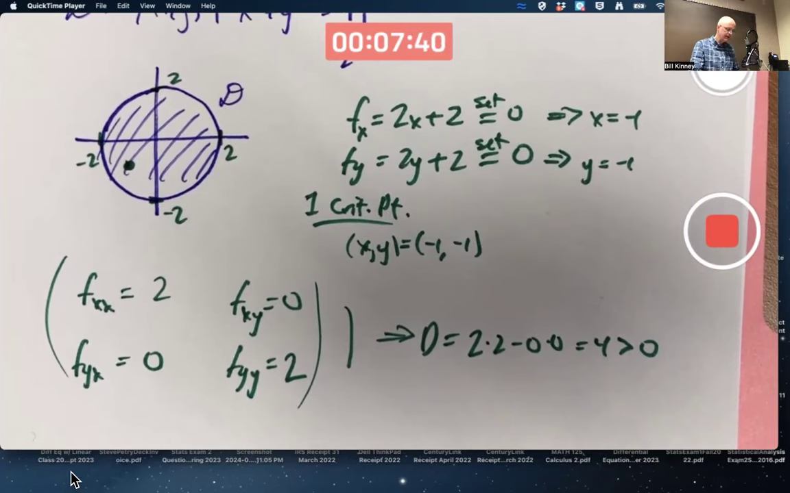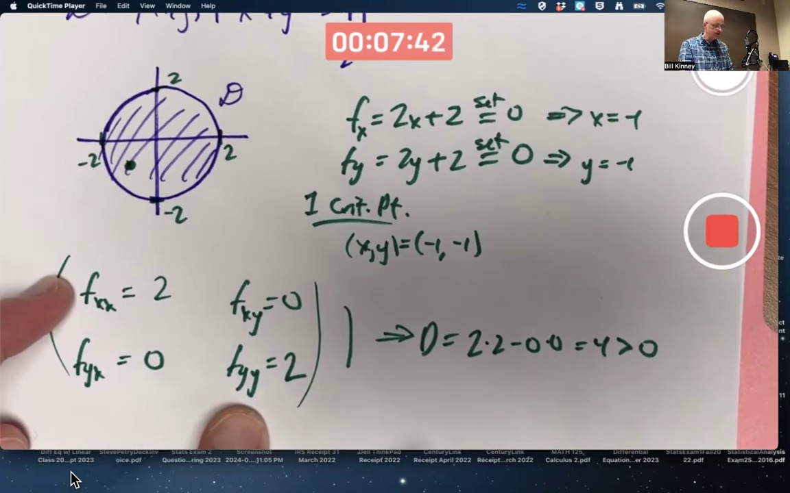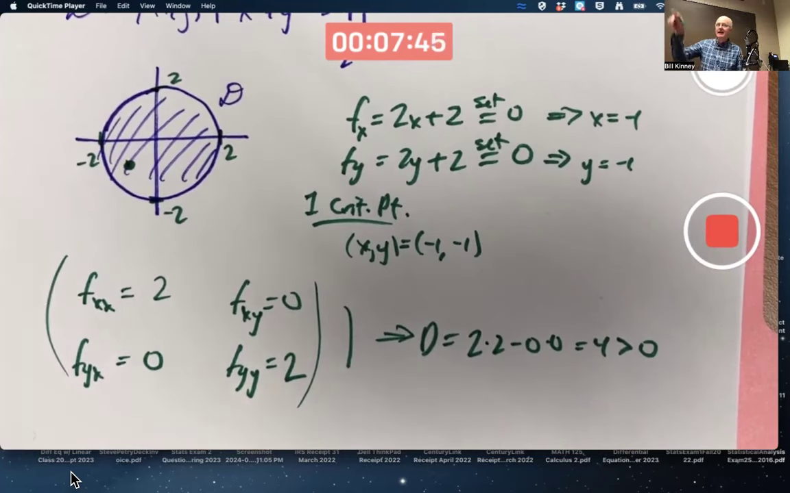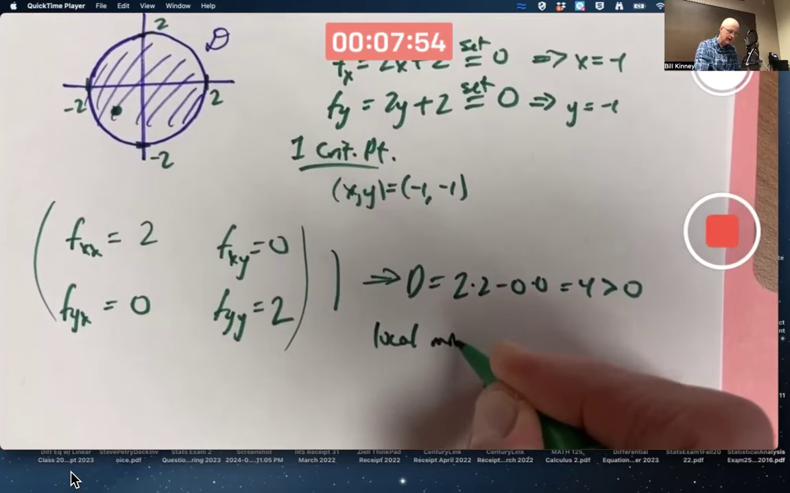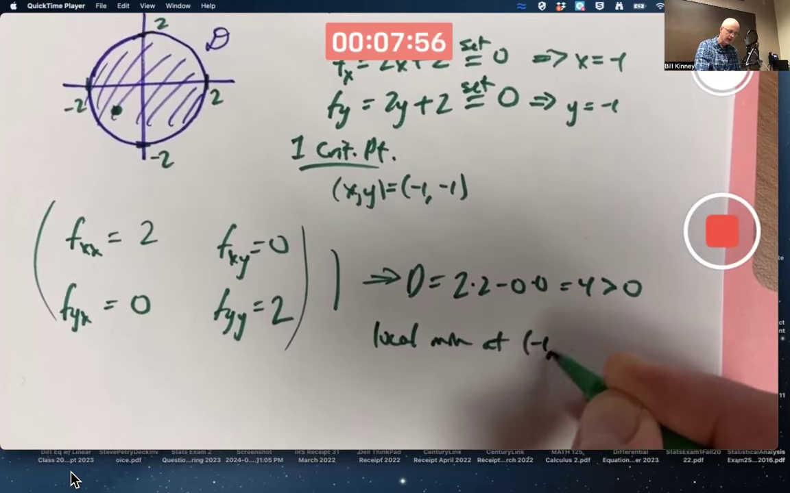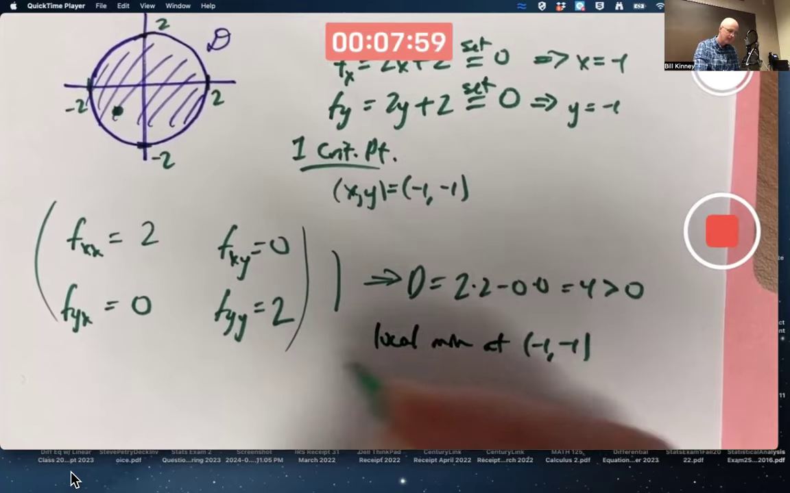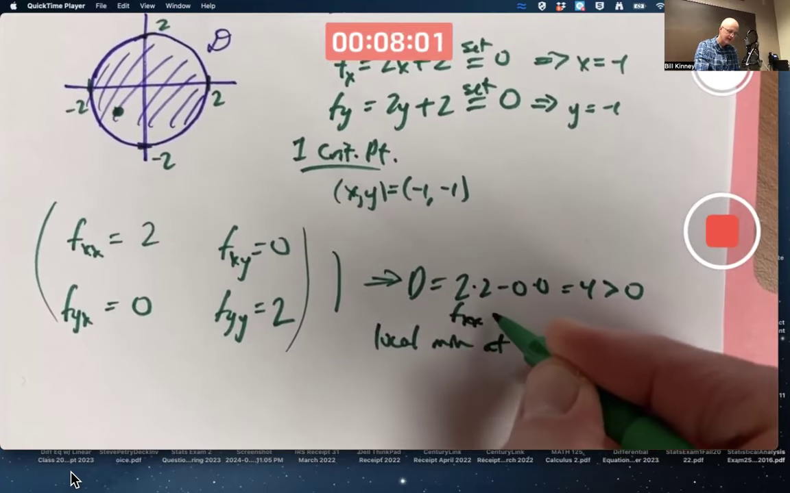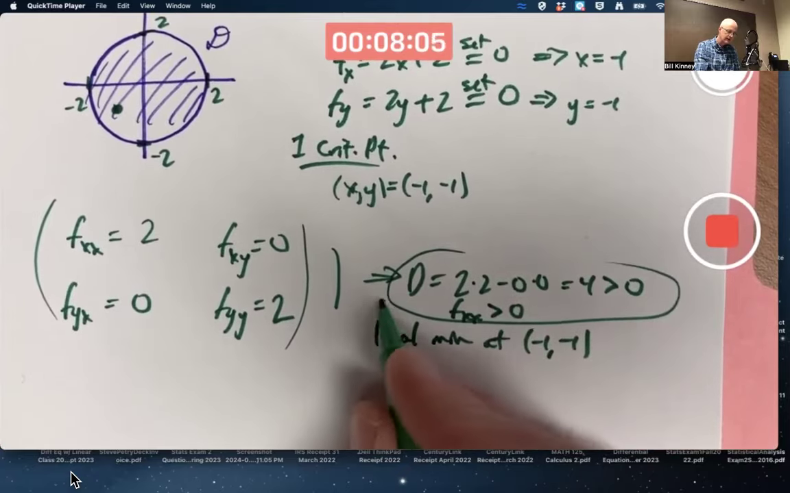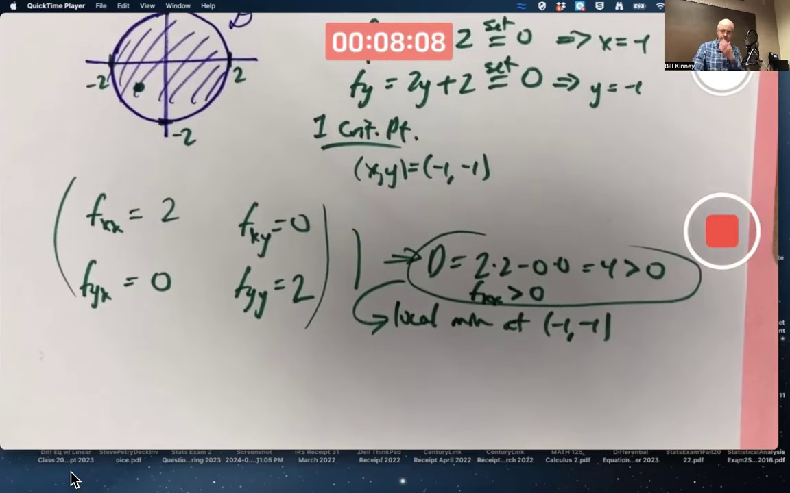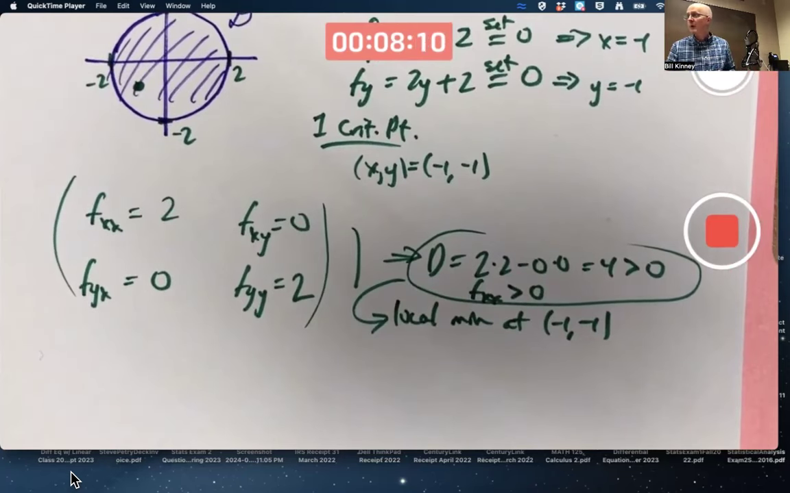The sign of the second derivatives, the pure second derivatives, the non-mixed ones, being positive means it's concave up in both directions, in fact, and will be a min. There's going to be a local min at the critical point, -1, -1. You also need the fact that fx is positive. These two things imply that. Might be a global min as well. You won't know until you also check the boundary.